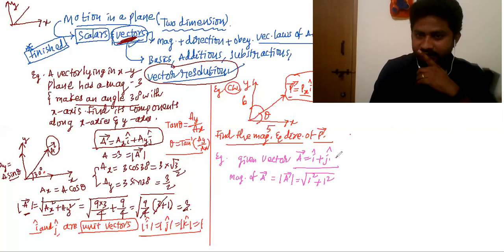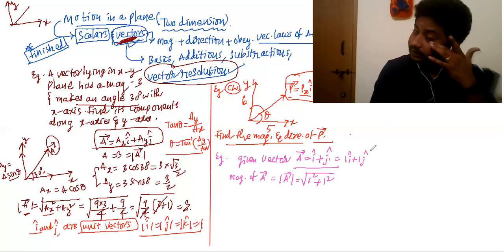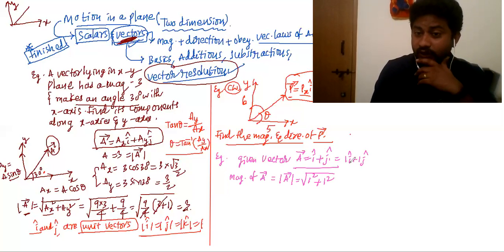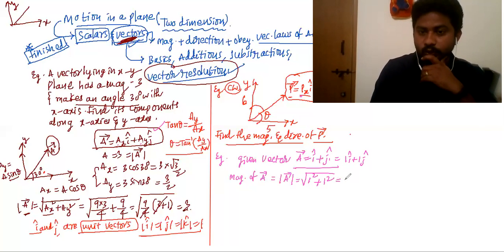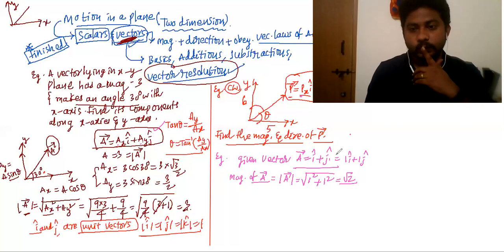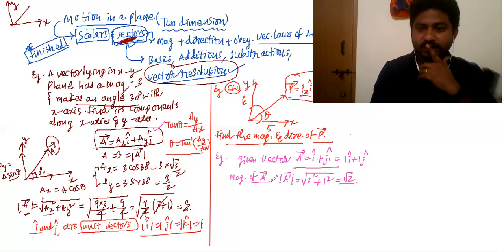Understand? Because this value I can write as 1 into I cap plus 1 into j cap. So the coefficient of I cap is 1, the coefficient of j cap is 1. Whereas in this equation, the coefficient of I cap is ax, the coefficient of j cap is ay. So here, the coefficient of I cap is px, the coefficient of j cap is py. Alright, so this can be written as root 2. So the magnitude of a bar is root 2. Okay, so like this, the numericals also will be asked. Clear?